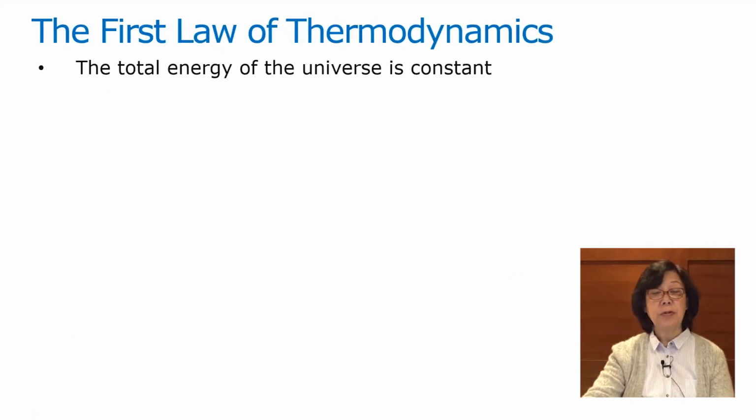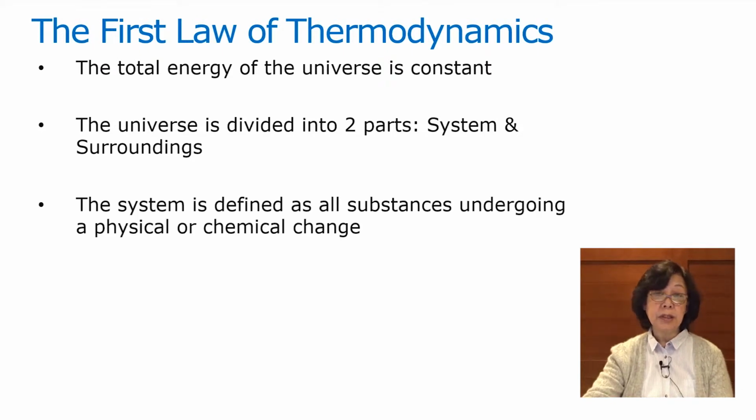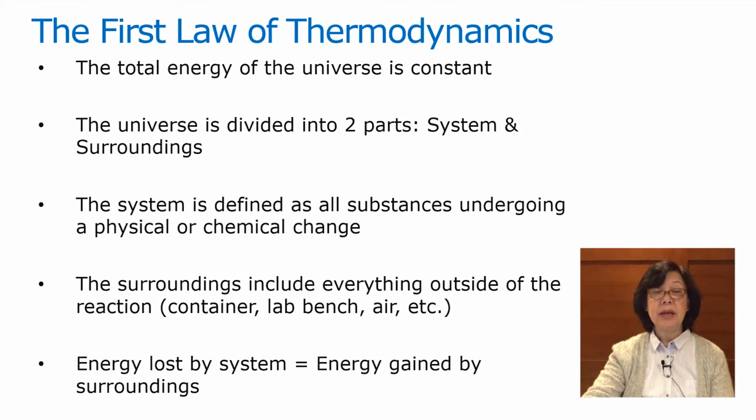The first law of thermodynamics says that total energy in the universe is constant. Now, the universe is made up of system and the surroundings. The system is defined as where all the substances are undergoing either a physical or chemical change. The surroundings include everything outside of the reaction, such as the container, the lab bench, air, etc. We must understand that the energy is transferred from one into another. So if energy is lost by the system, energy will be gained by the surroundings and vice versa.